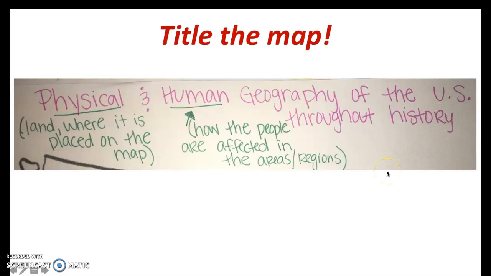We're not going to be talking about the economy this time or how they make their money. We're just going to be talking about the physical geography. So the land, right? How did we get some of this land? And where exactly are some of these things placed on the map? And when I'm talking about human geography, I'm talking about the people that live there and how the people are affected in the areas or in these regions, okay?